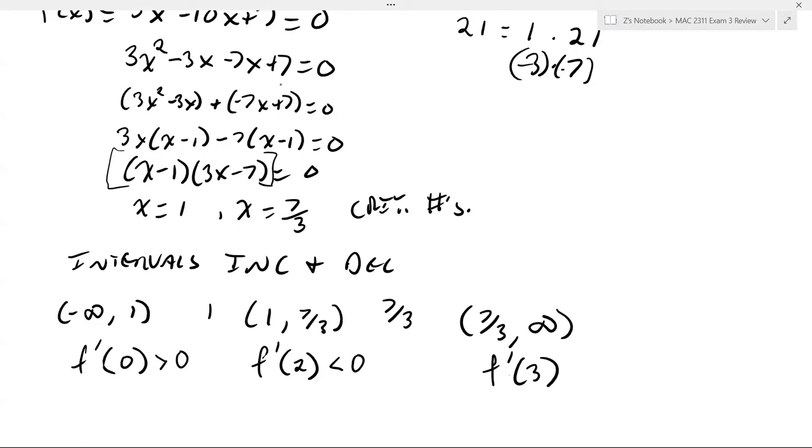And finally, with the number 3, I plug it again into this factored version of the derivative. 3 minus 1 is positive. 3 times 3 is 9 minus 7 is positive. Positive times positive is positive. So this is greater than 0 here.